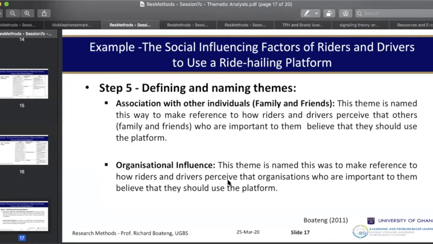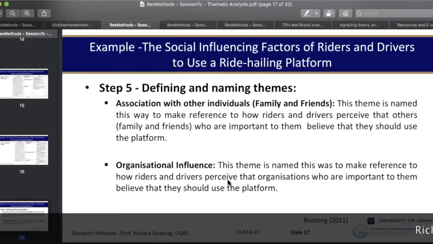This one is named this way to make reference to how riders perceive the organizations who are important to them, who they believe they should use the platform. So remember that we said that social influence comes from either your peers or another external body. So we can see two things coming from the theory itself, the concept. One is individuals, your own friends influence you. Another one is an external body, being the organization. So we have seen that these two things are coming from the literature.